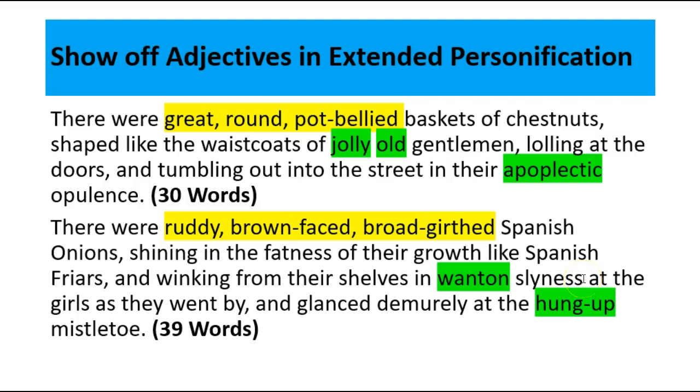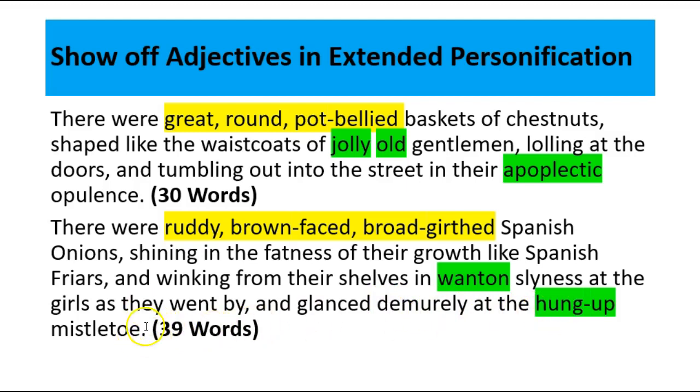So they're basically chatting people up, giving women the wink at the girls as they went by. And this works brilliantly because the vegetables are saying, hello, come and buy me, darling, very cheap, very fat, very delicious, come and get me. But the personification is that this is a very inappropriate friar making advances to women as they go by. And the women glanced demurely, so in an innocent way, at the hung-up mistletoe.